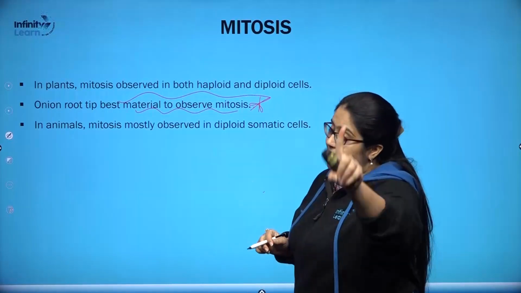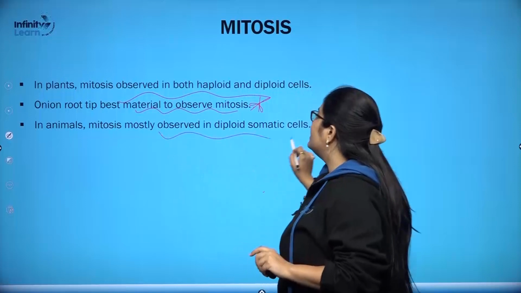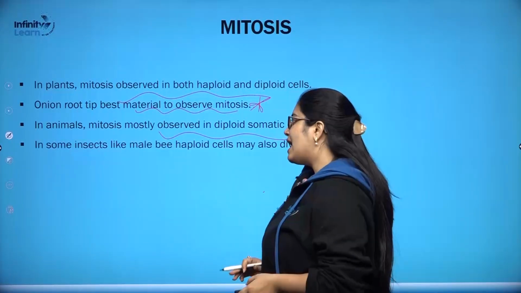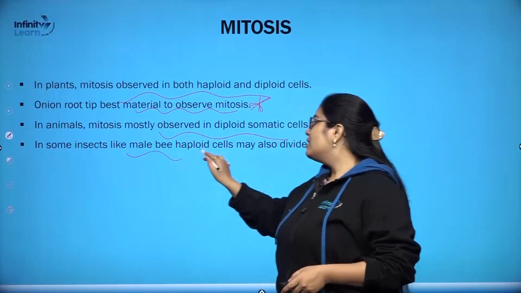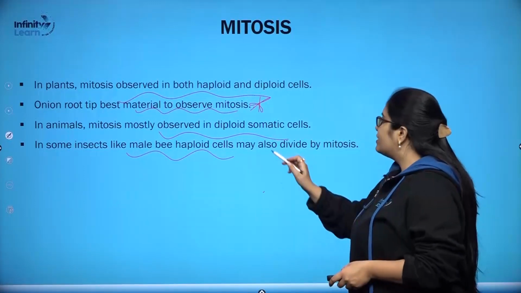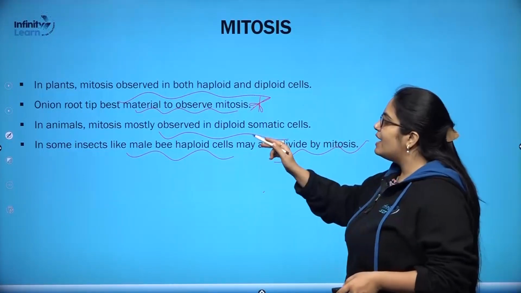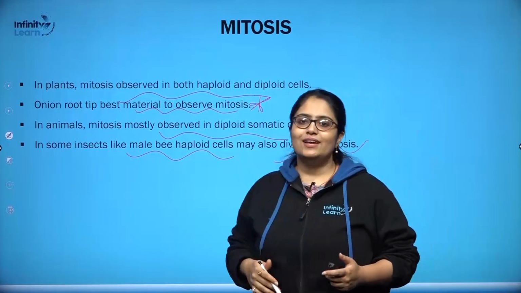In animals, mitosis is mostly observed in diploid somatic cells, and in some insects, like male bee, cells also divide via mitosis because male bee cells are actually haploid.